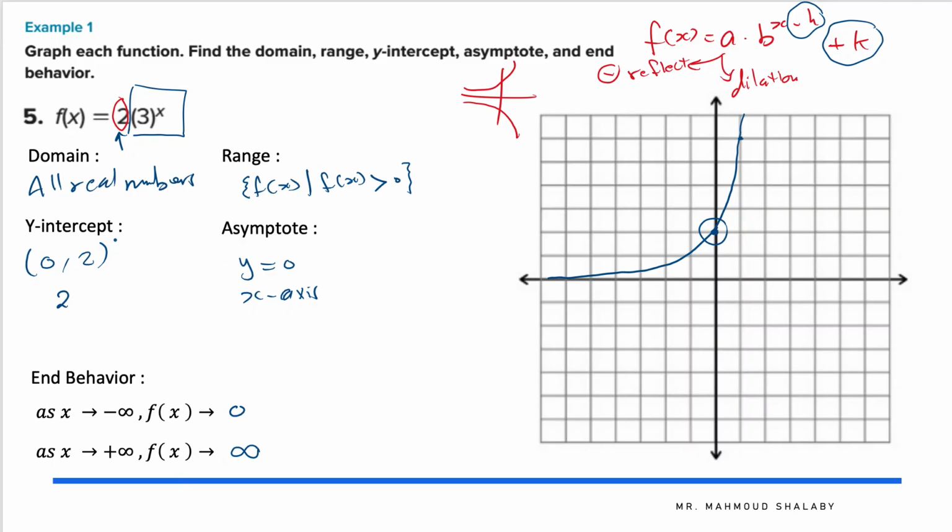That's it. So the only thing that changes here, shabab, is the y-intercept. And what will be the new y-intercept? It depends on the value that we have here.